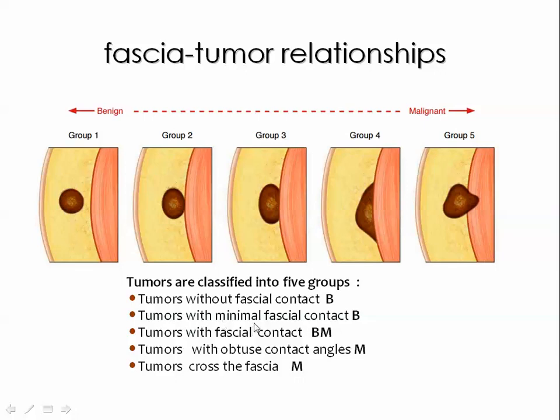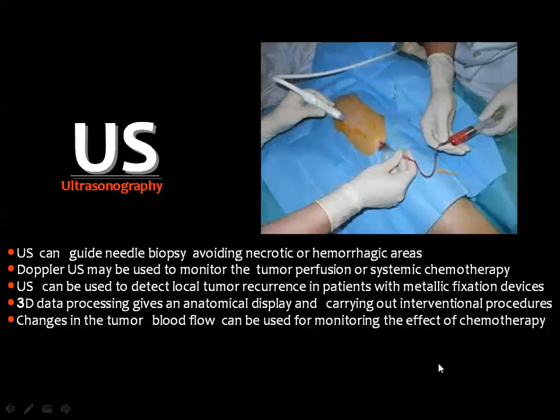Also, tumors with minimal facial contact are also benign, but tumors with somewhat broad facial contact and acute angle are an intermediate group between benign and malignant. Then tumors with obtuse margin and also tumors invading the underlying fascia are considered malignant.